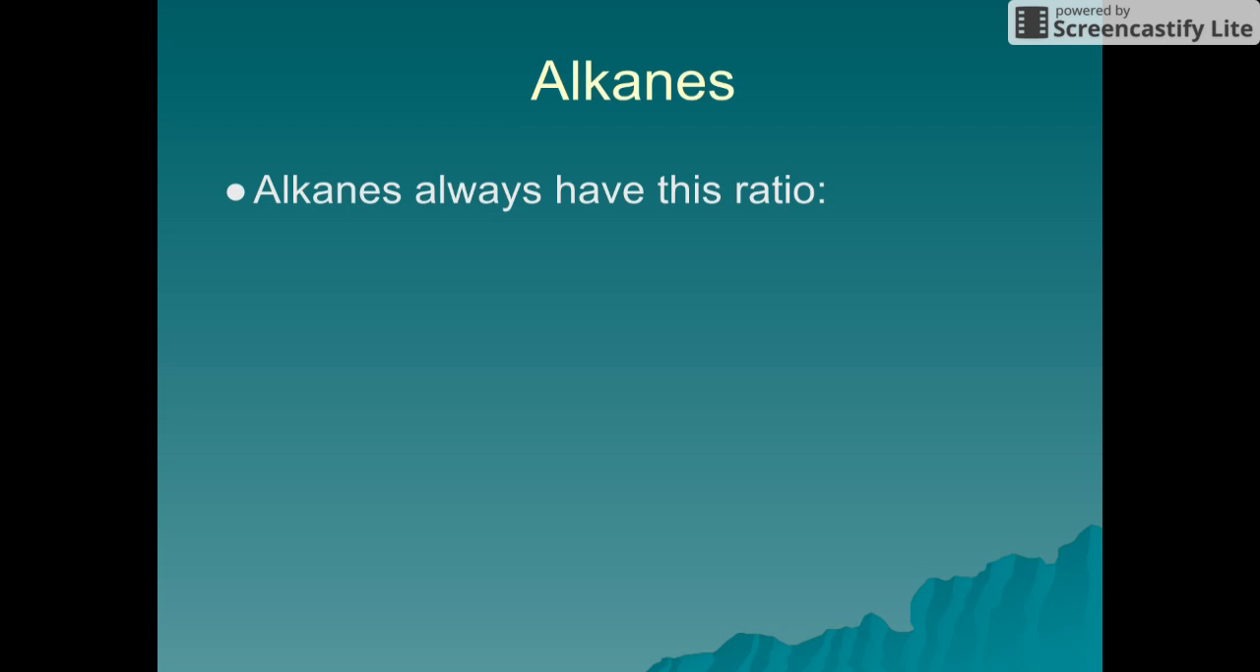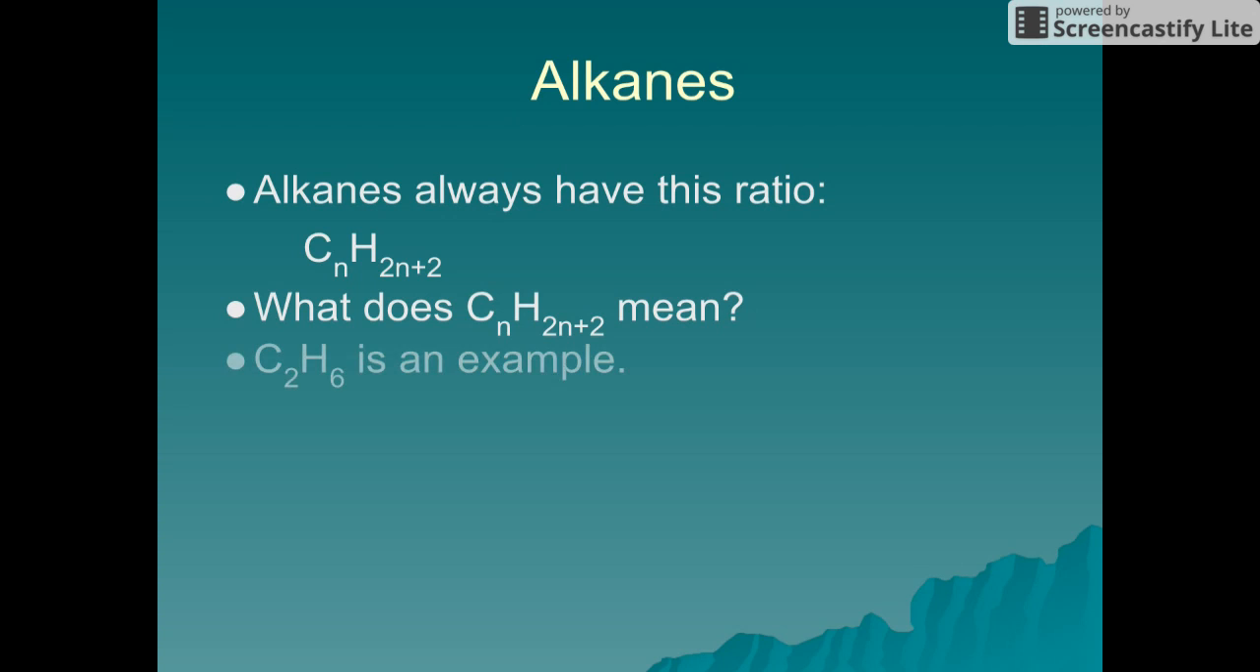Anyway, alkanes always have a ratio of carbons to hydrogens that's pretty predictable because of the number of bonds that carbons can have. The formula looks like this, where N represents the number of carbons. So no matter how many carbons we have, I have twice as many plus 2 hydrogens as I do carbons. So C2H6, in this case, N is 2. If I double it and add 2, I get 6 hydrogens.